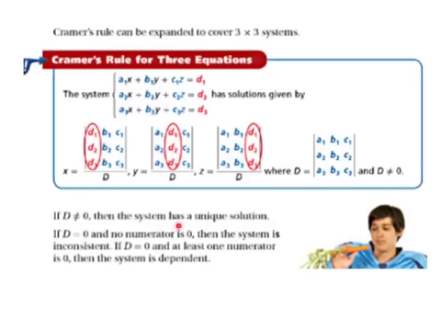Again, if D isn't equal to 0, the system has a solution. If D equals 0 and no numerator is 0, then the system is inconsistent. If D equals 0 and at least one numerator is 0, the system is dependent.